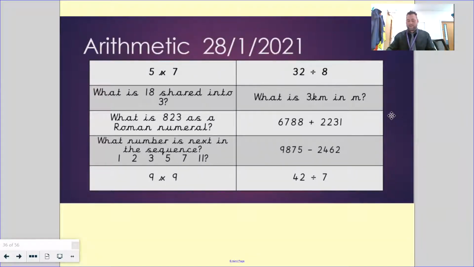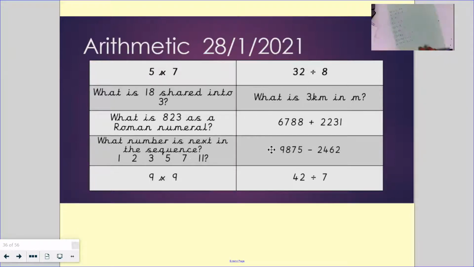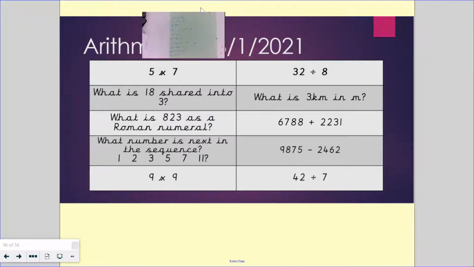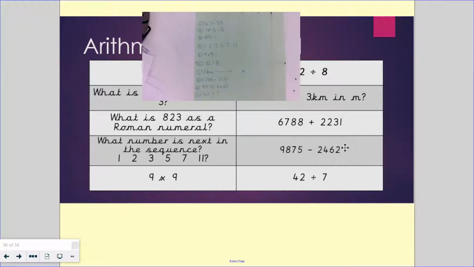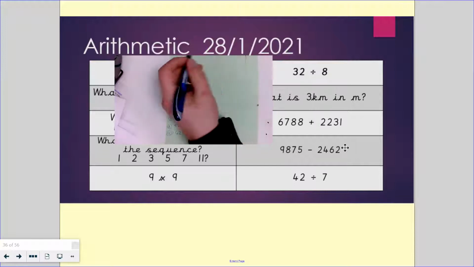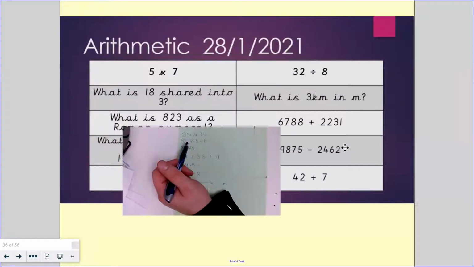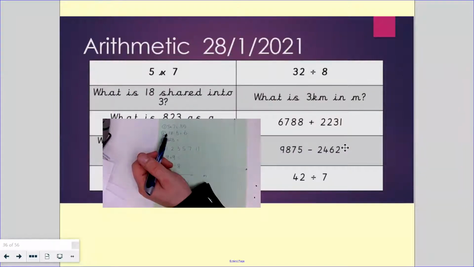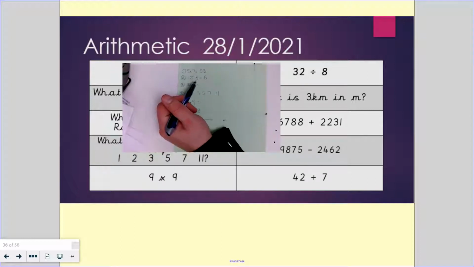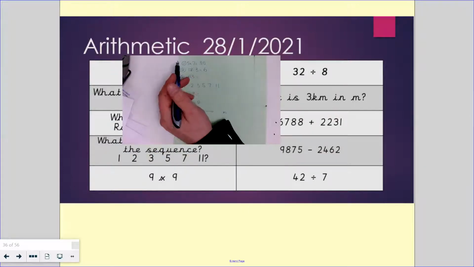Okay, welcome back. Hopefully you've had enough time to get that work done. I'm going to switch over to my camera here. Excellent. Okay, I've written down all my questions here, so I'm going to make this bigger so you can just see how we do this. So for question 1, I already started. 5 times 7 gives us 35. 18 divided by 3. Now the wording here says, what is 18 shared into 3? So we've taken 18 and we've shared it into 3 groups, and in each group we get 6.